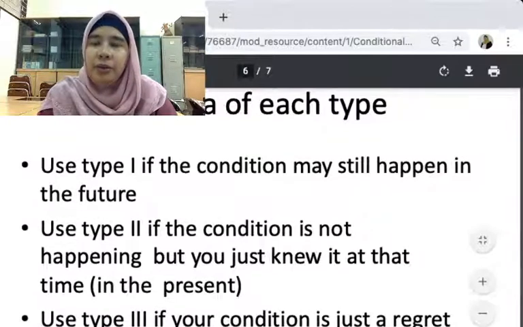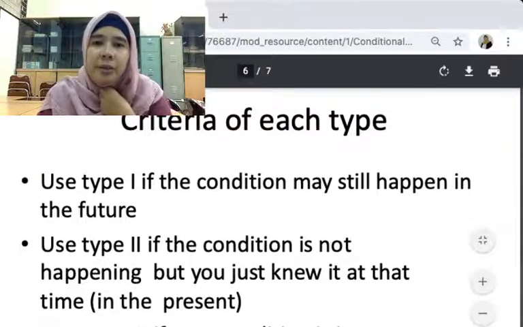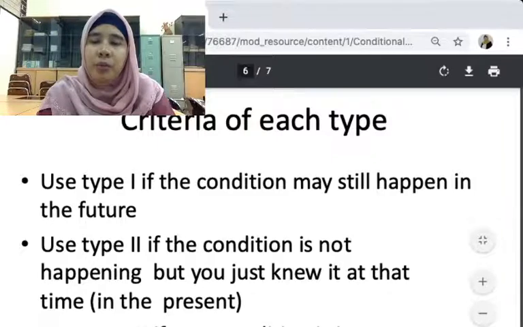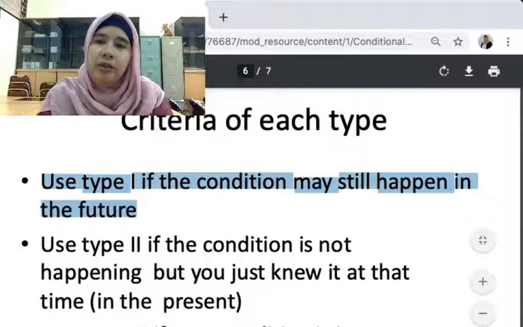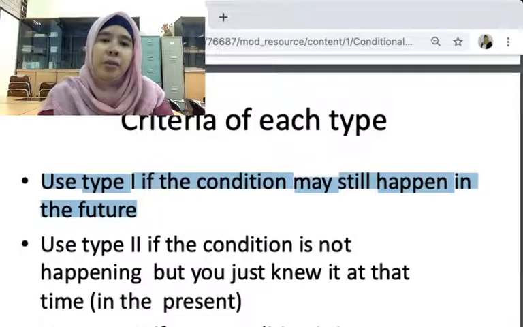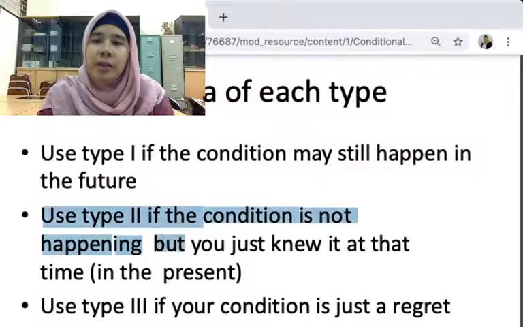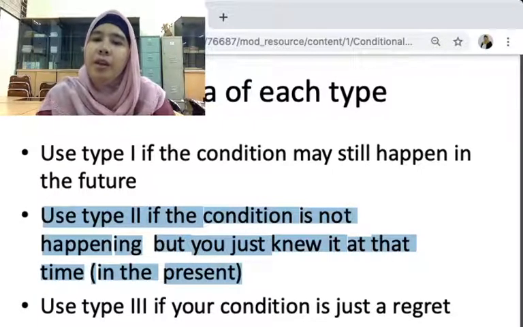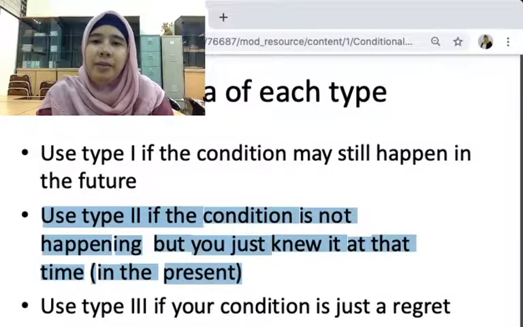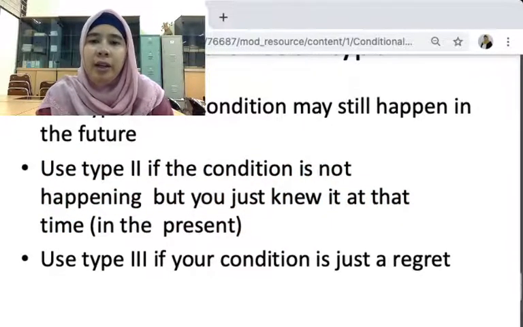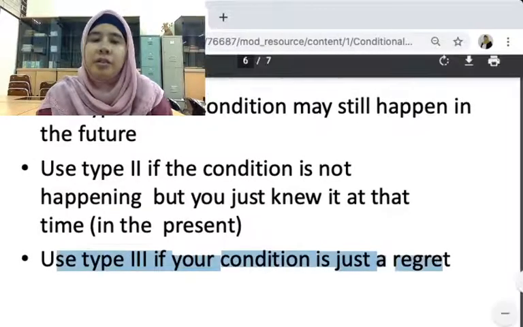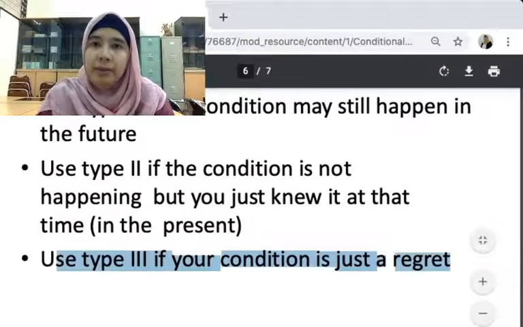Okay, this is the criteria of each type. Use type 1 if the condition may still happen in the future. Kalau conditionnya masih terjadi, use type 1. Use type 2 if the condition is not happening, but you just knew it at that time. It is not happening, so you should have the type 2 in the present. And then use type 3 if your condition is just a regret, hanya sebagai penyesalan saja.